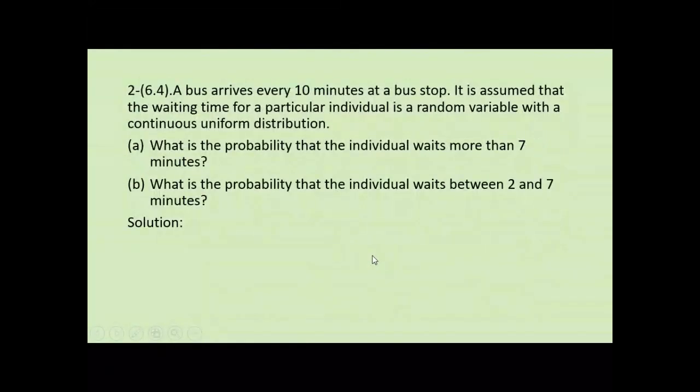Question number 2, 6.4 from your textbook. A bus arrives every 10 minutes at a bus stop. It is assumed that the waiting time for a particular individual is a random variable with a uniform distribution. Uniform distribution is given. Interval length has been given as 10 minutes. So you form the interval. What is your starting point? Let A be 0, B is 10. Therefore, the limit will be 10. The interval length will be 10 minutes, isn't it? So we assume the starting point is 0 and the ending point is 10.